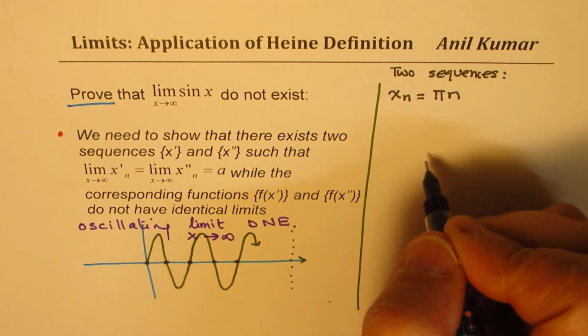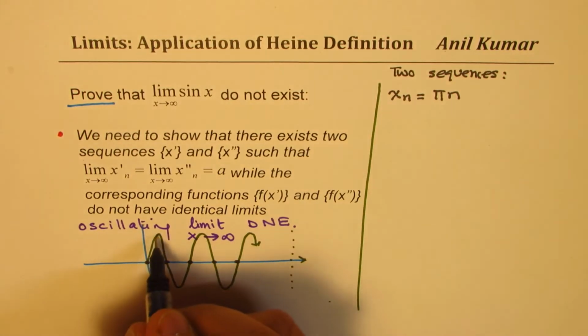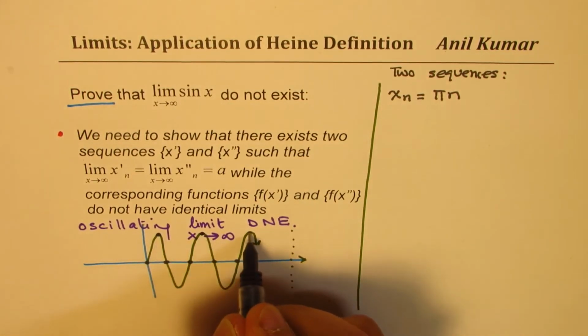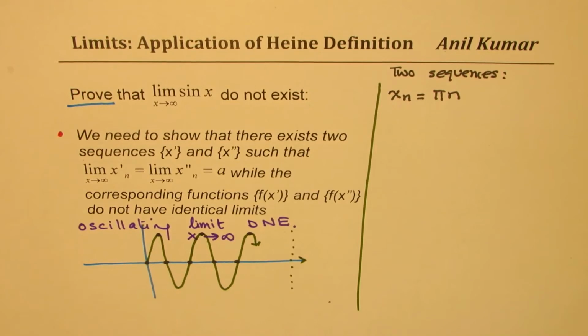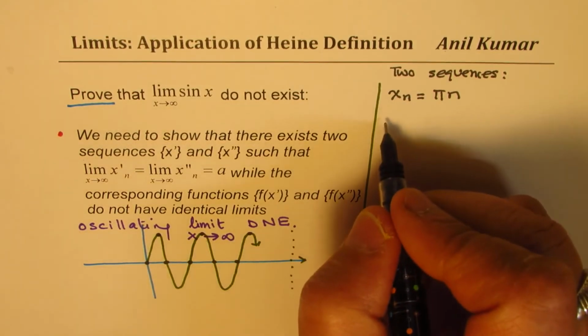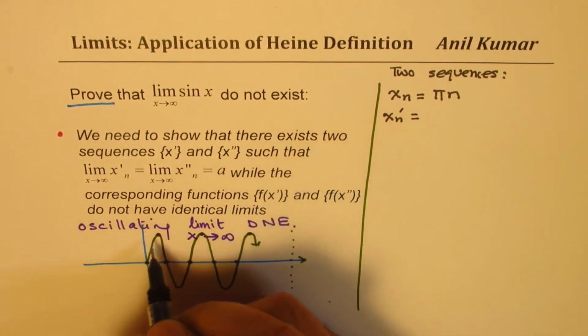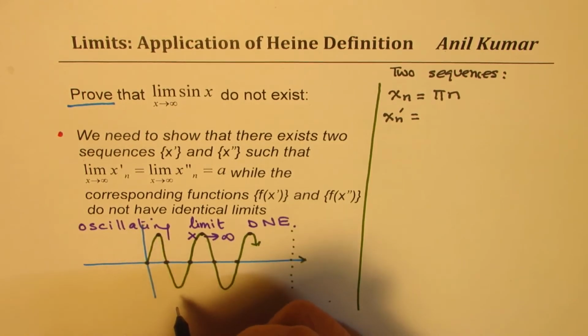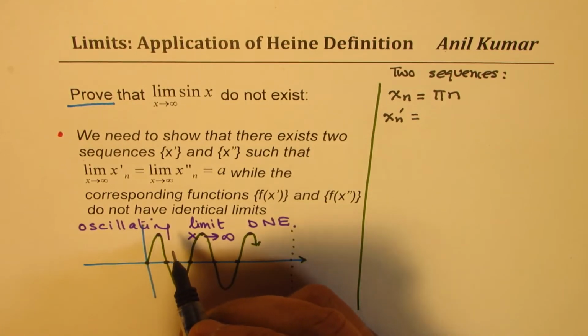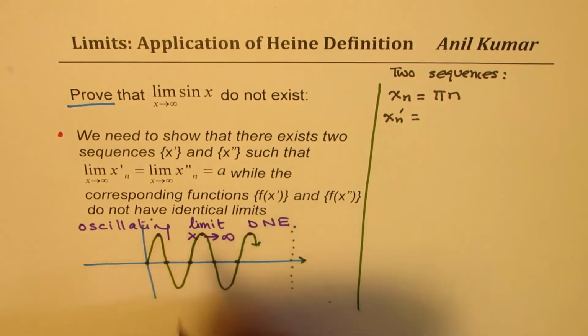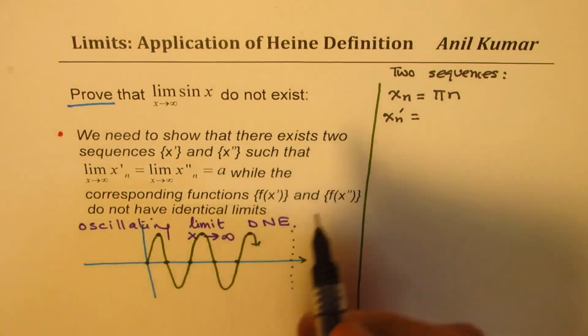The other sequence which I can take is when the value is 1, right? So that could be my second sequence. That is how we have to select the sequence. So the second sequence, let me call that xn dash. So when is it 1? It is 1 for odd multiples of pi by 2, or even it could be minus 1, so we could take this as 2n pi plus pi by 2.